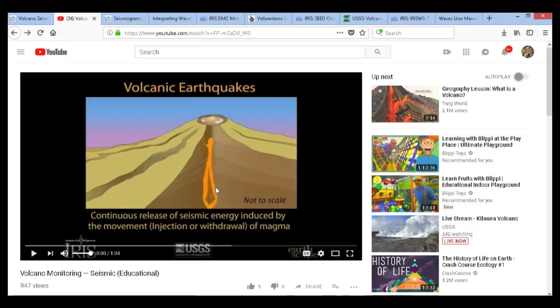This is to simply show the basics of what happens and what appears on a seismograph at a typical volcano months or days before a notable eruption.